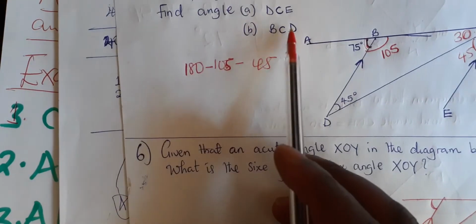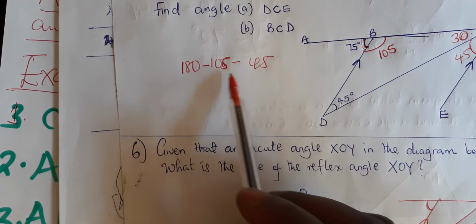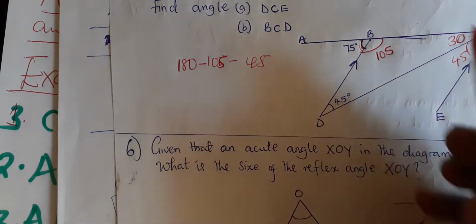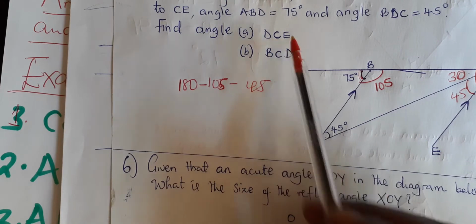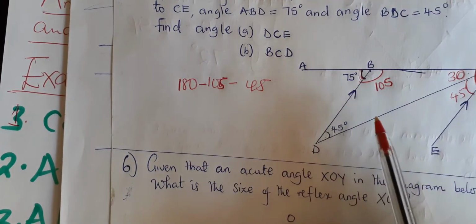So now, when we subtract here, what are we going to get? We're getting 30. Now let's read the question. We want to find CDE.